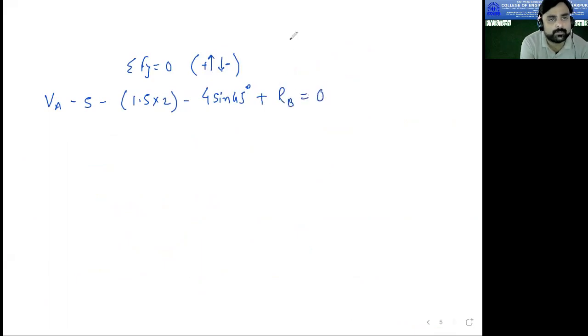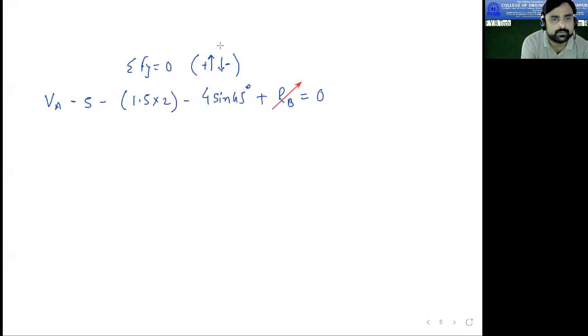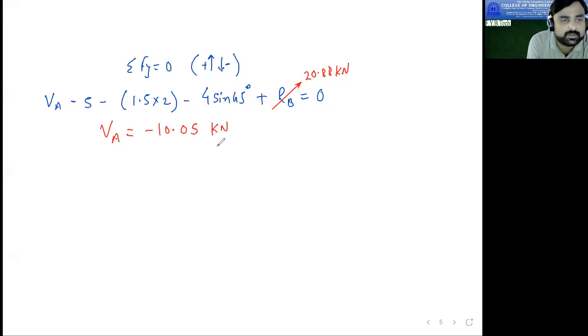Now put the value of RB so that you will get the answer. What is the value? 20.88. Put this value over here and let me know what is the value of VA. Minus 10.05. Now we have got the minus value 10.05. All of you also check the answers. VA is minus 10.05 kilonewton.